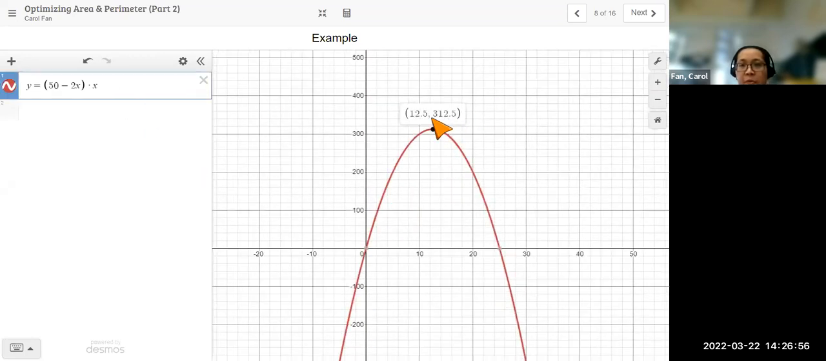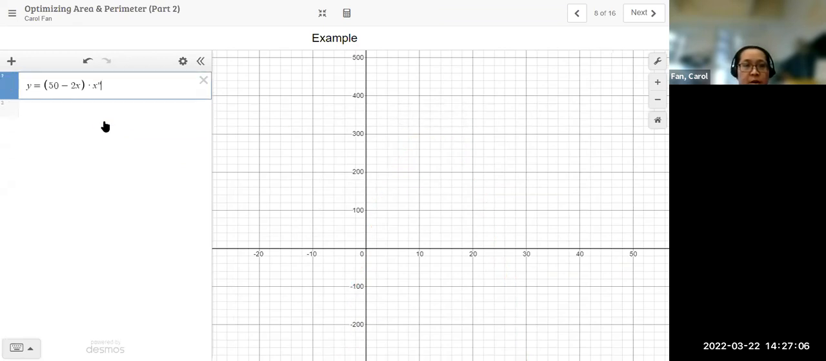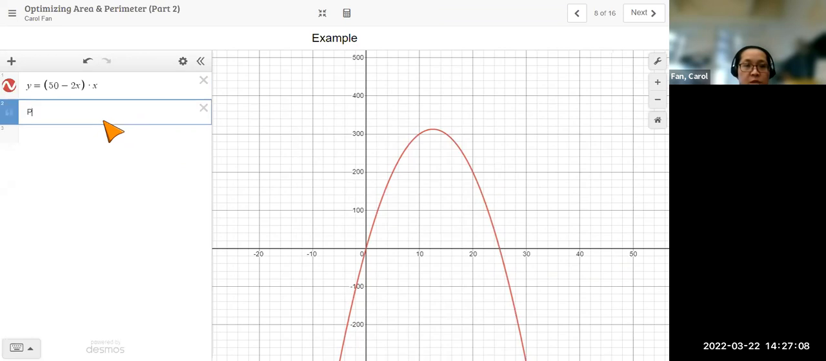And I have a point of intersection at 12.5 and 312.5. Oops. Okay, so when I write POI, that means point of... it's not point of intersection. This is the maximum, sorry. Maximum 12.5 and 312.5.